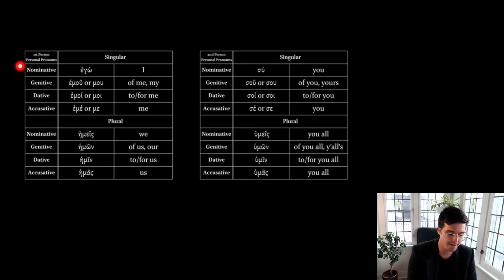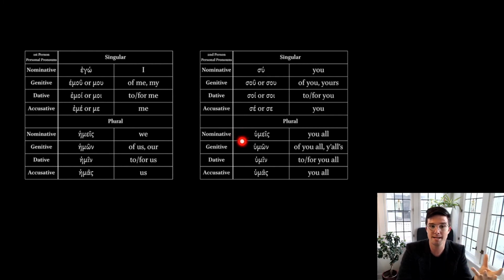So these next few slides are by way of reminder of our different forms of the pronouns. Here we have the first person personal pronoun in the singular and in the plural, and then the second person. Remember my mnemonic, or my way of remembering that this is second person, is the sigma, the s sound of second, and then the upsilon, a u, meaning you, you all.